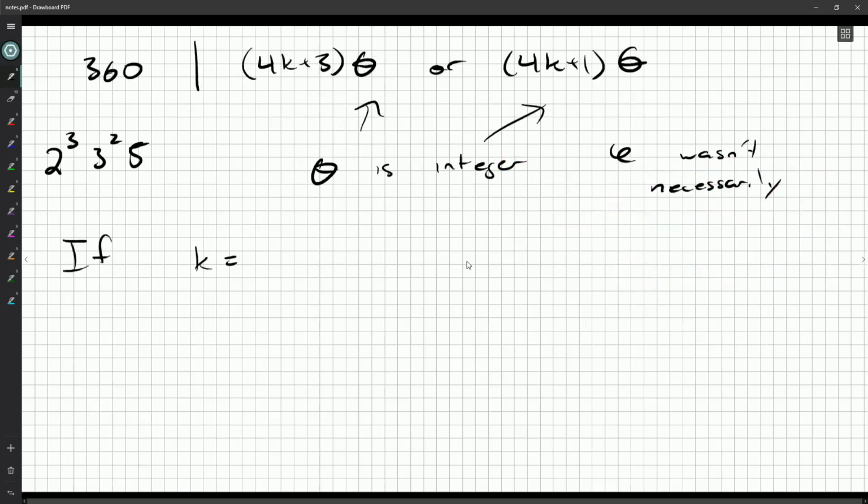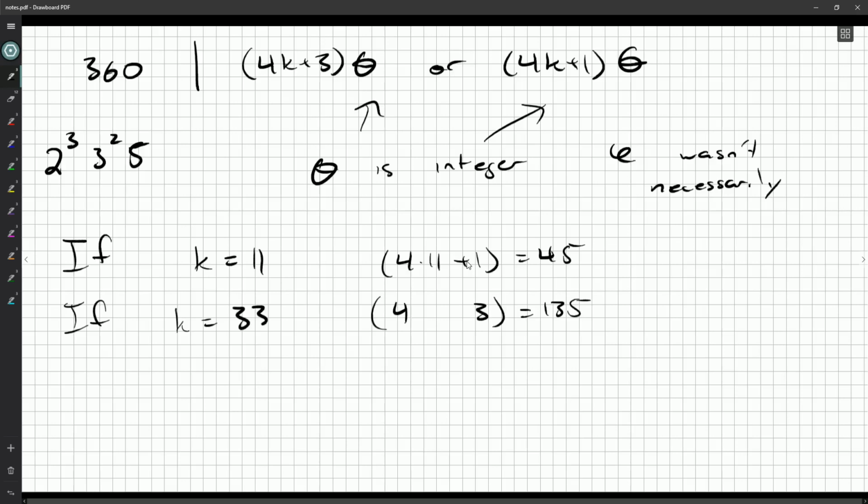If k is equal to 11, 4 times k plus 1 is 45. And if k is equal to, so I want 135, that can be done, right? Yeah, subtract 3 is 132, and that's a multiple of 4. 132, that'd be 25, and then another 8, so that'd be 33.